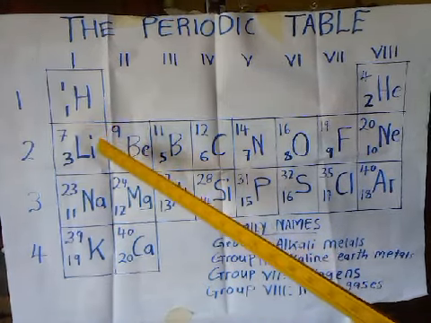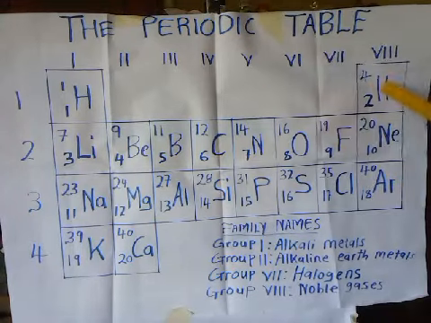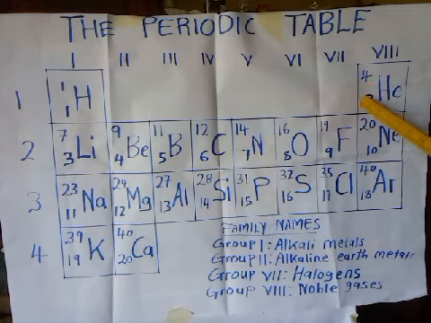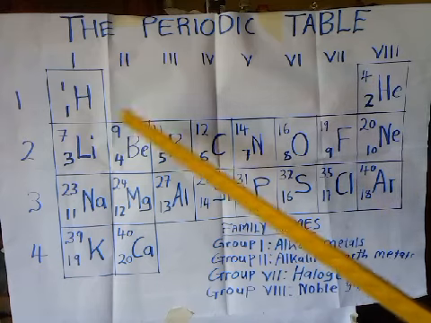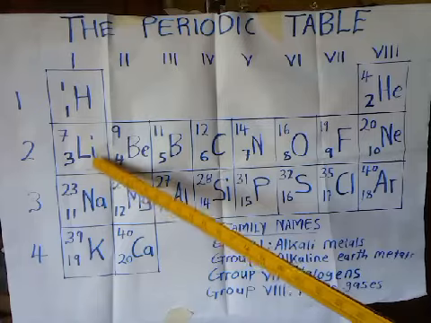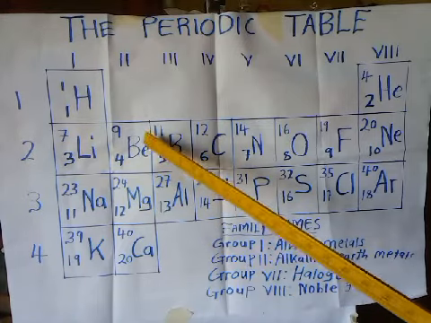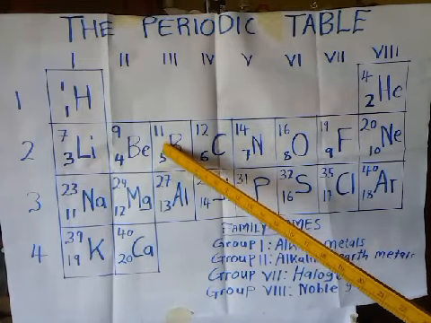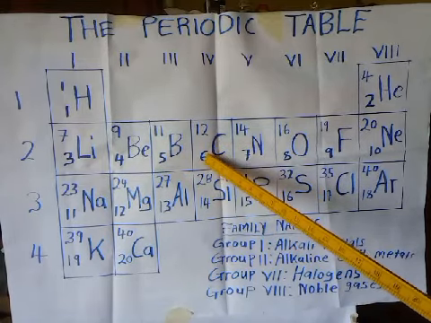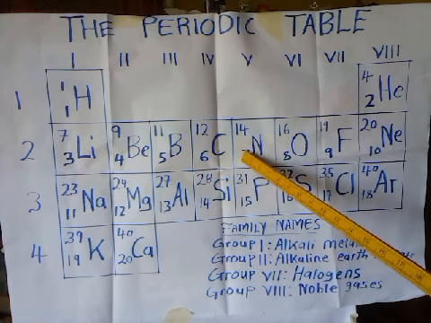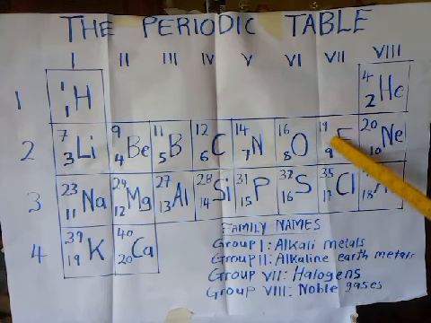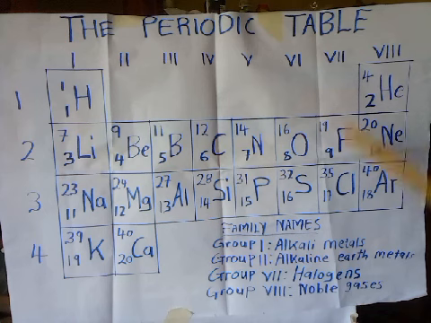For example, in the first row here, I have hydrogen, which has atomic number 1, and helium, which has atomic number 2. In the second row, I have lithium, atomic number 3, beryllium, atomic number 4, boron, atomic number 5, carbon, atomic number 6, nitrogen, atomic number 7, oxygen, atomic number 8, fluorine, atomic number 9, and neon, atomic number 10.